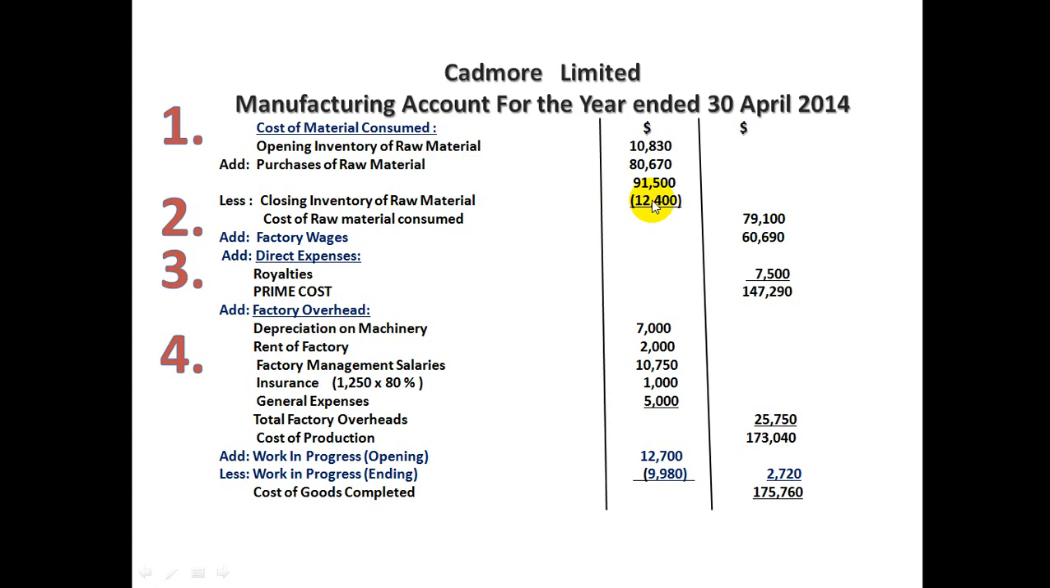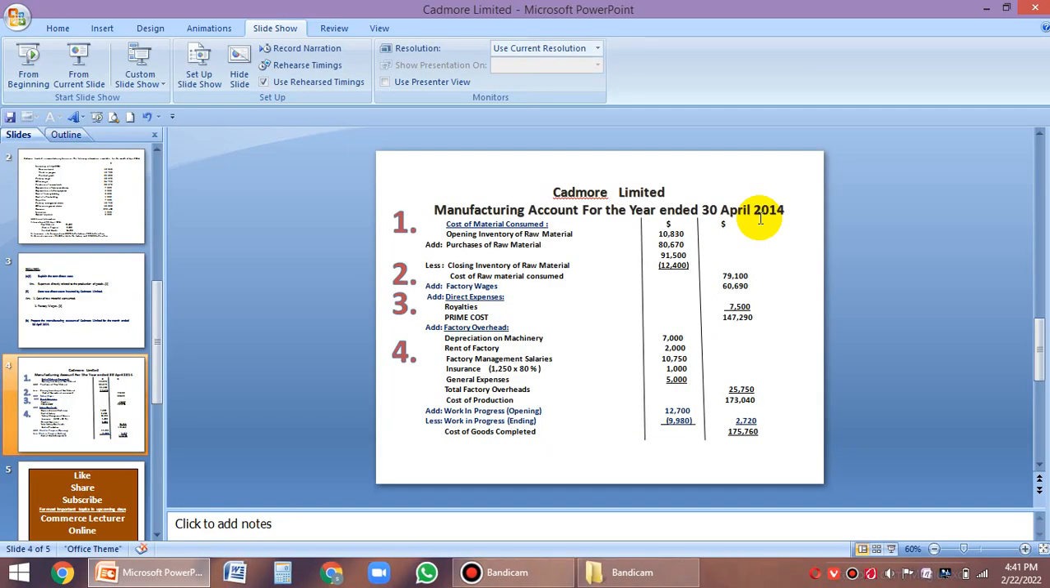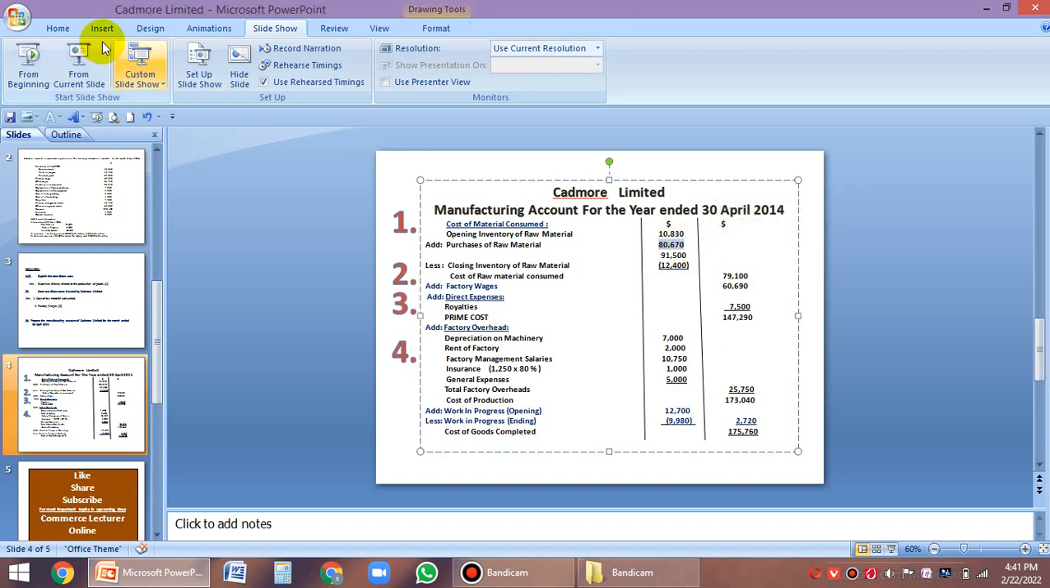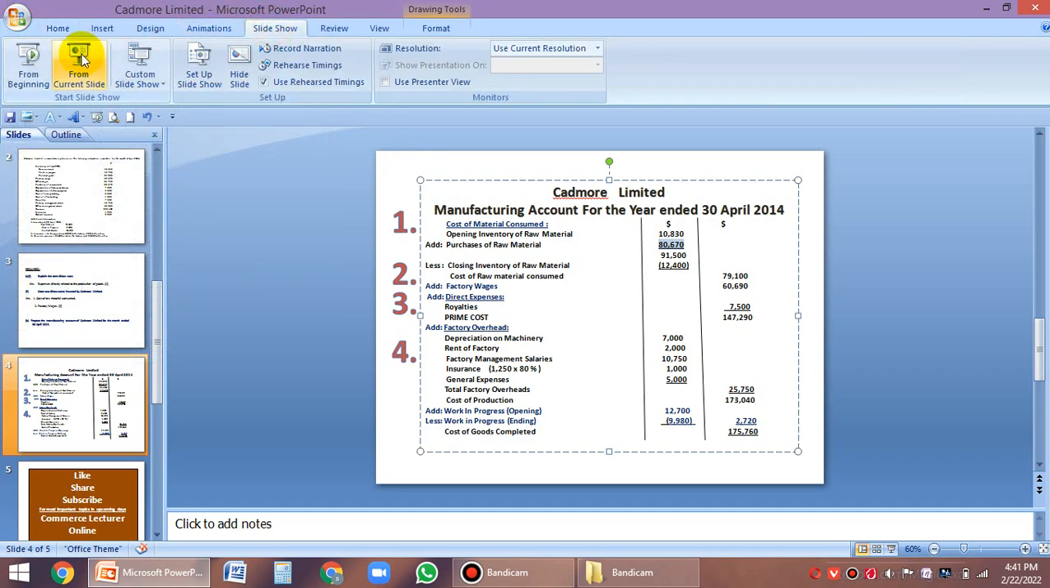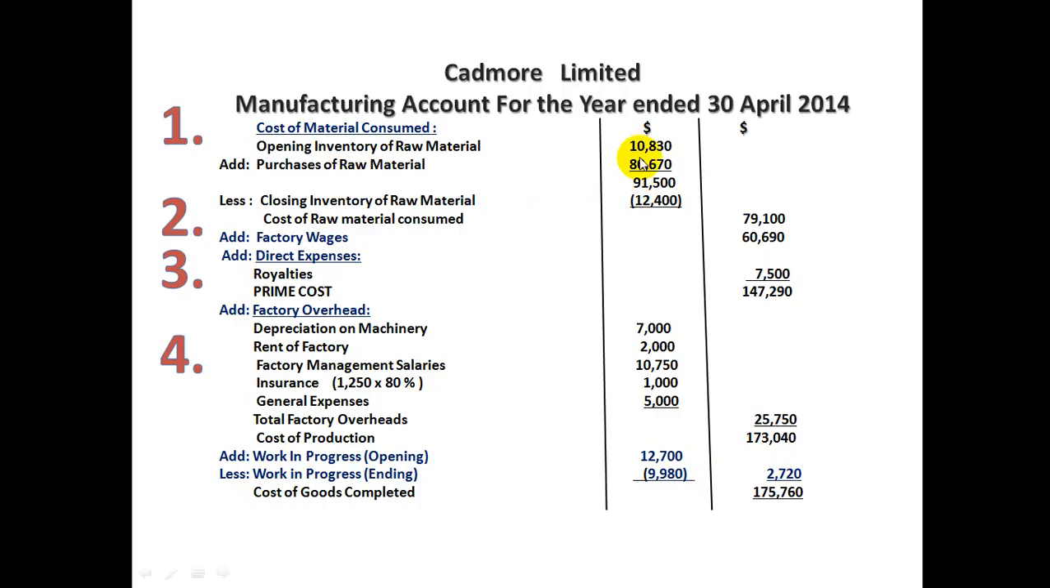Closing inventory of raw material will be subtracted, and that is how raw material consumed will be calculated. 8670 is the amount which needs to be underlined because we are adding these two amounts. These two amounts are added and give us 91,500. Raw material ending will be subtracted from this answer and we will finally get the raw material consumed.